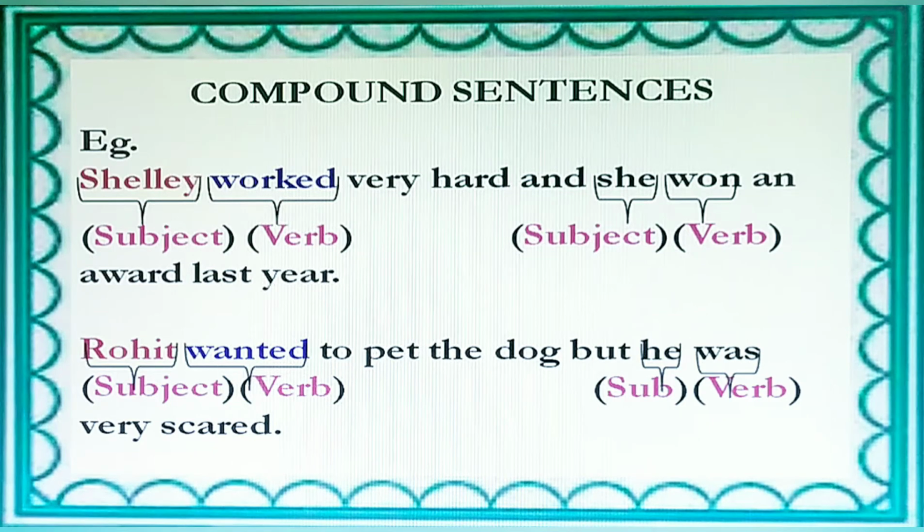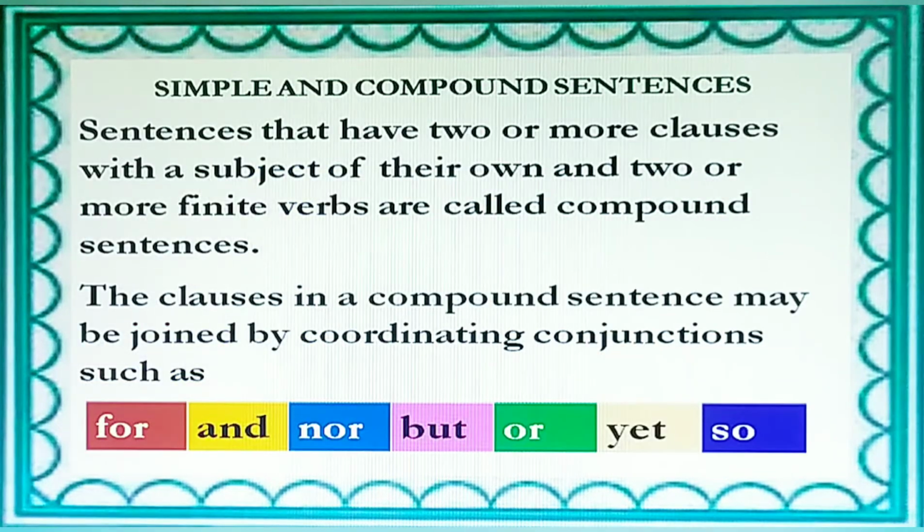Next example, Rohit wanted to pet the dog but he was very scared. Here there are two sentences and both the sentences are joined by the conjunction but. Sentences that have two or more clauses with a subject of their own and two or more finite verbs are called compound sentences. The clauses in a compound sentence may be joined by coordinating conjunctions such as for, and, nor, but, or, yet, and so.